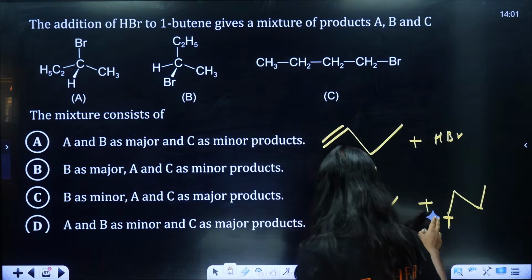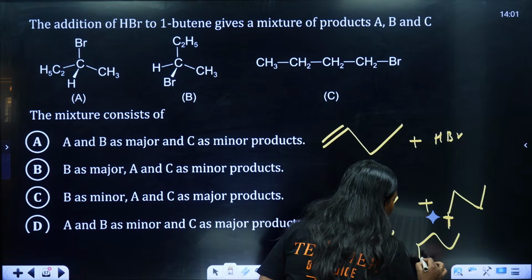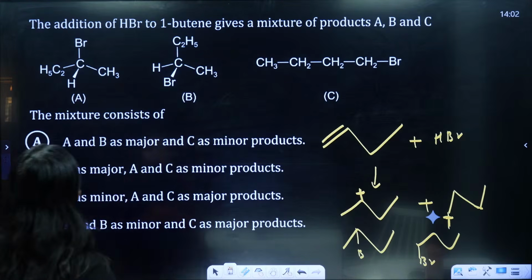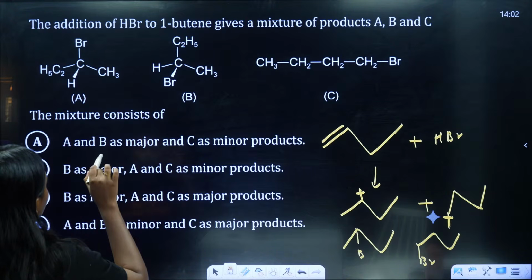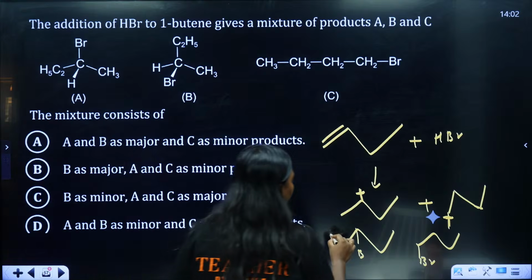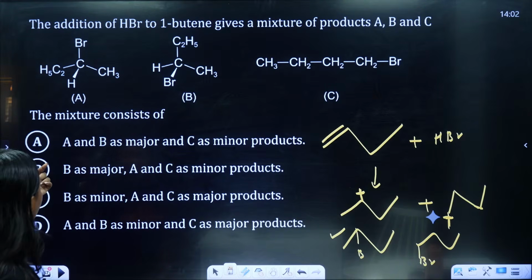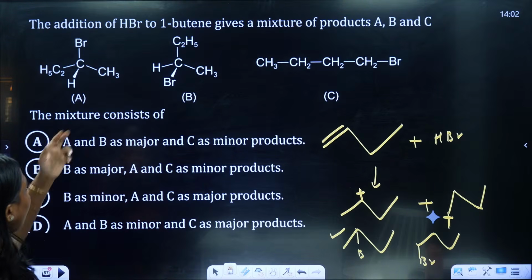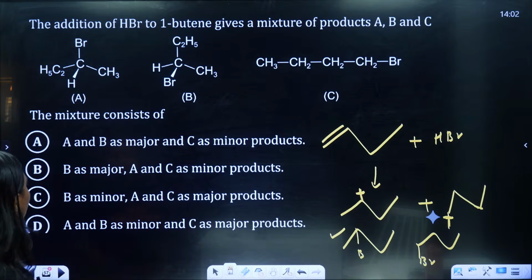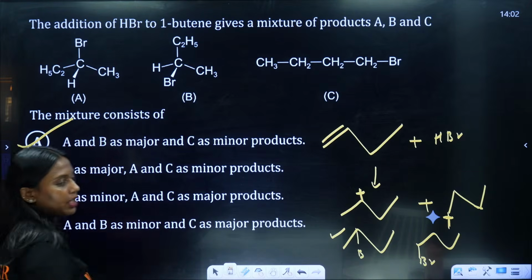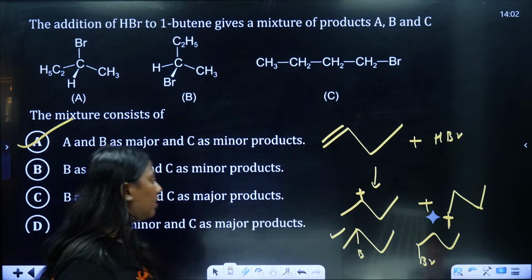On both sides there is a chance of bromine coming in. One bromine here, one bromine here. So there are 2 products. And these are actually enantiomers. So A and B are the major products and C is the minor product. Correct. So enantiomers are there.